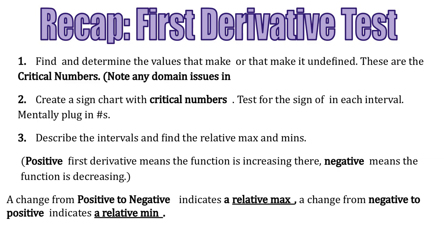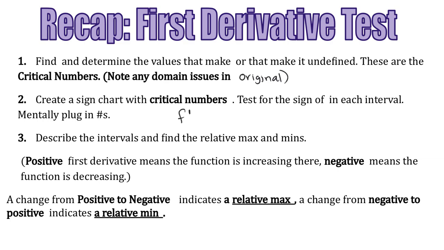Also, pay attention, every once in a while you might have an issue in the domain of the original function, and that needs to come into play on your sign chart as well, and we'll talk about that in one of the examples. After you find those critical numbers, you're going to make a sign chart or a number line where you're plugging in values to figure out where the derivative is positive or negative. Remember that you're plugging these numbers into the derivative. From that number line, we can determine where we're increasing, decreasing, and where we have relative maxes and mins.